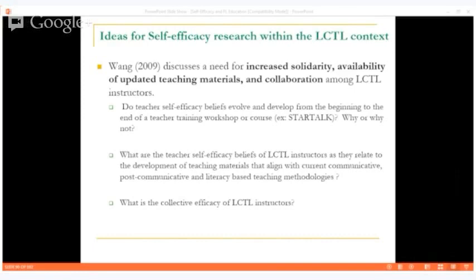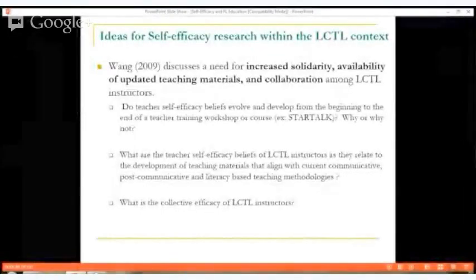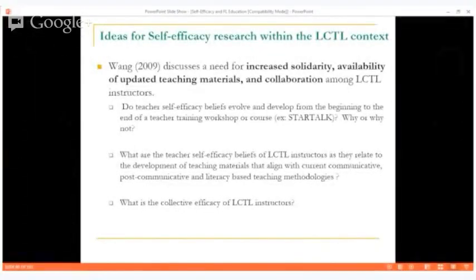What are the teacher self-efficacy beliefs of less commonly taught language instructors as they relate to the development of teaching materials that align with current communicative, post-communicative, and literacy-based teaching methodologies, and maybe where do they feel most competent, where do they feel least competent, and then how could those areas be tapped into in a teacher training program? What is the collective efficacy of less commonly taught language instructors? So collective efficacy is the perceived competence of the group as opposed to the individual.